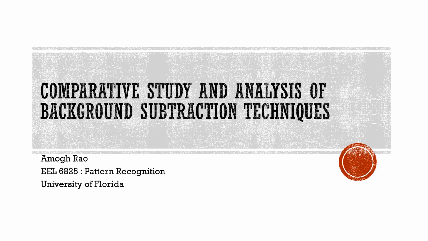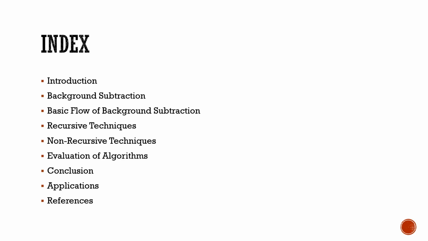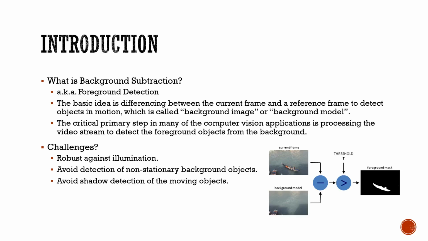Basically, this is a project based on a comparative study and analysis of background subtraction techniques. Background subtraction, also known as foreground detection, is a technique widely used in image processing and computer vision. The critical primary step in many computer vision applications is processing the video stream to detect the foreground objects from the background. The background subtraction approach identifies moving objects from the video frame by distinguishing the pixels that differ significantly from the background model.